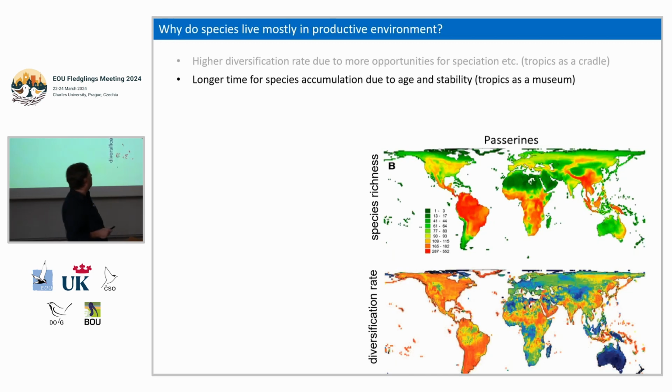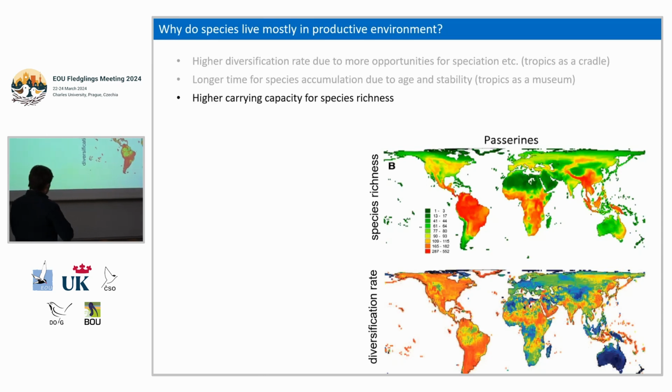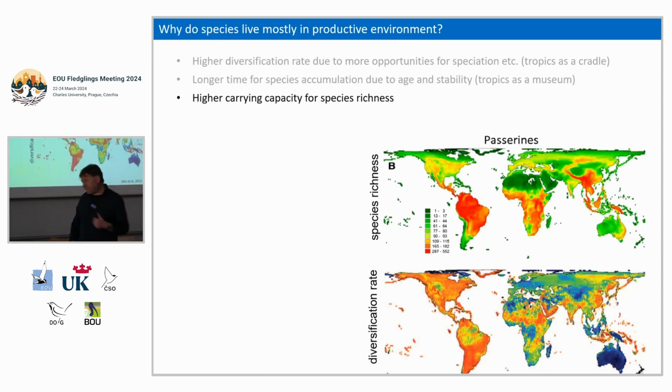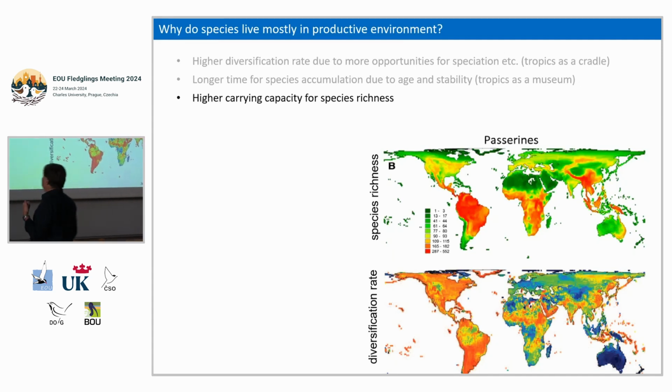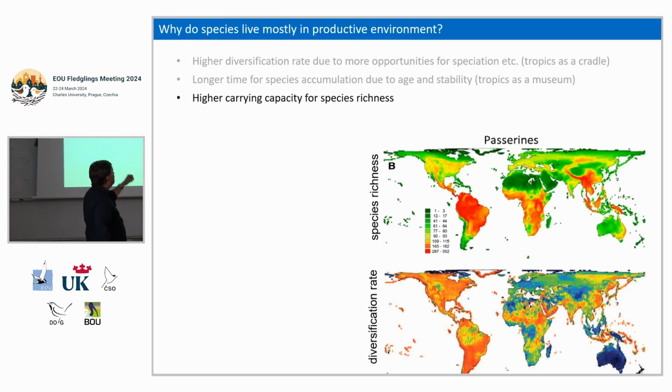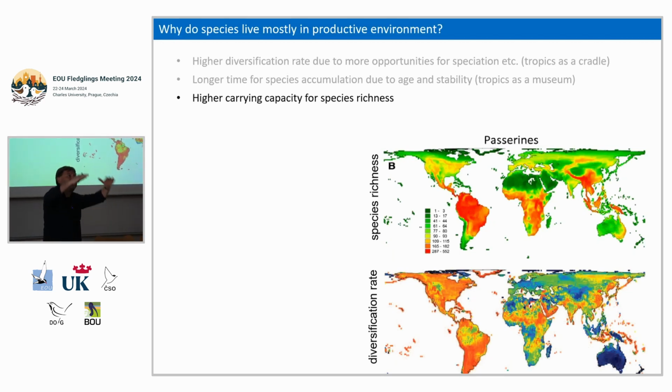So this realization that the diversity is decoupled from the diversification, but still ends up in consistent patterns, not only among continents, but also among different groups, led to another idea. I will speak a bit more about it, and it is the idea that productivity actually affects or represents a given carrying capacity for species richness. Or the idea is that different regions have different carrying capacity for species richness.